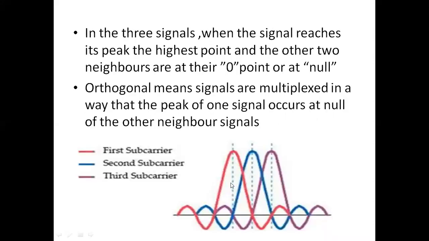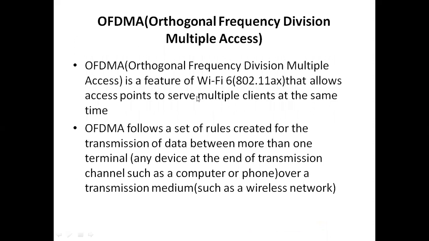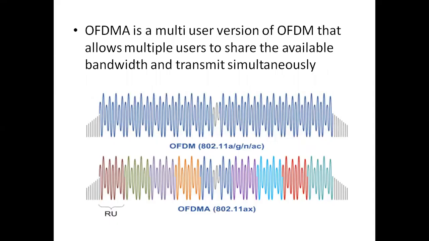So that means here we can transmit a single signal at a time. And in this case, multiple clients or multiple users are served at the same time. So OFDMA follows a set of rules created for the transmission of data between more than one terminal, that is, more number of devices, such as a computer or a phone or a wireless transmission medium or wireless network.